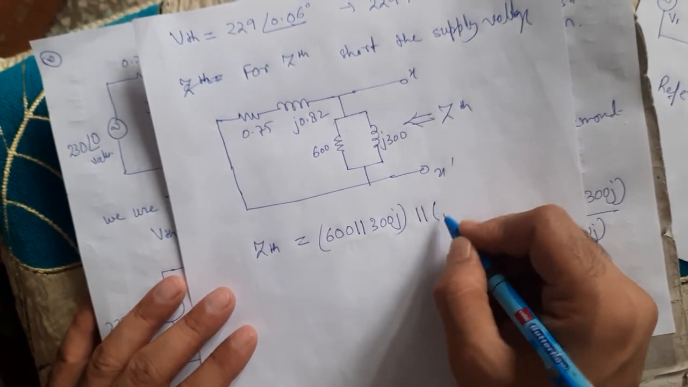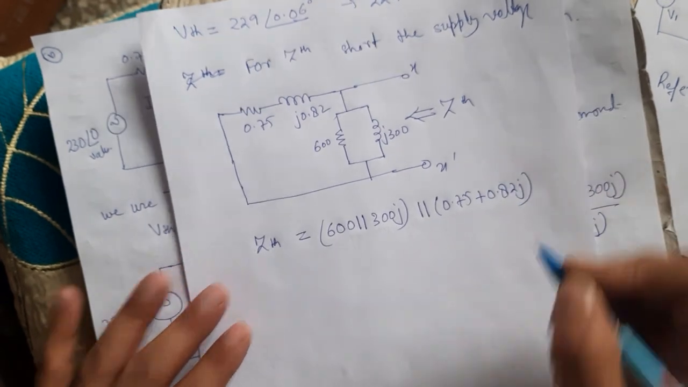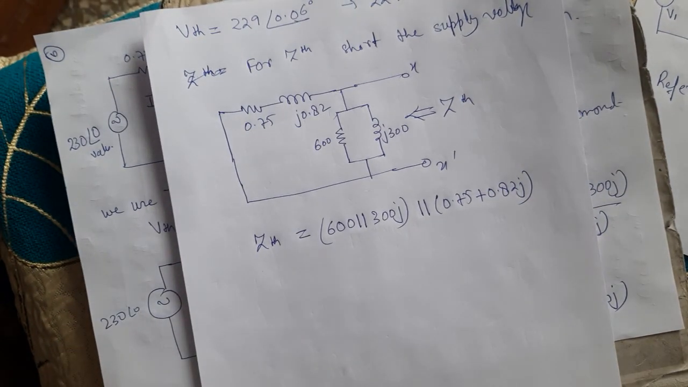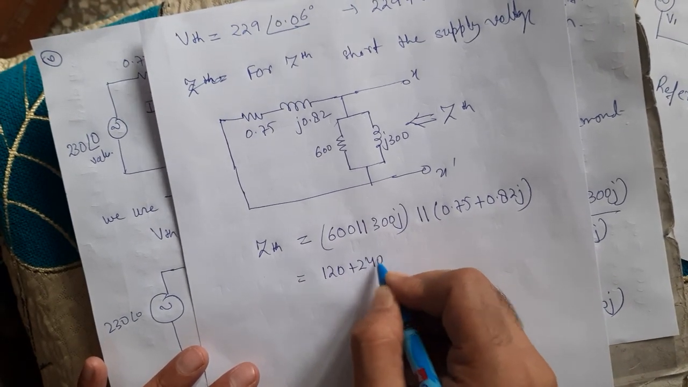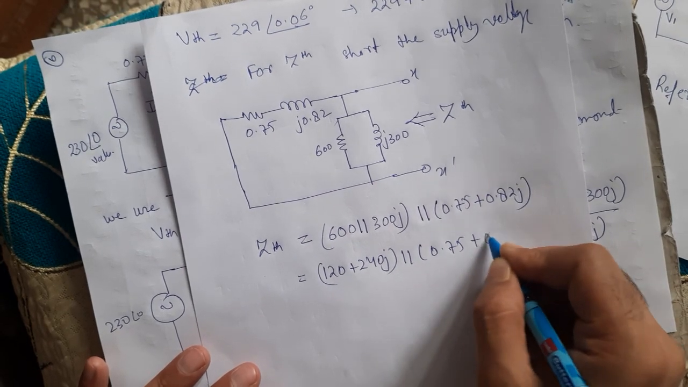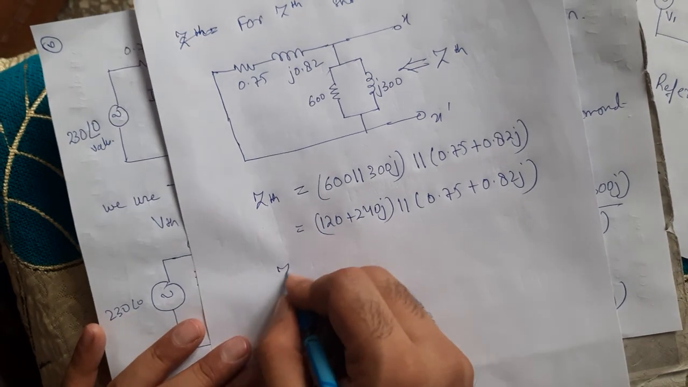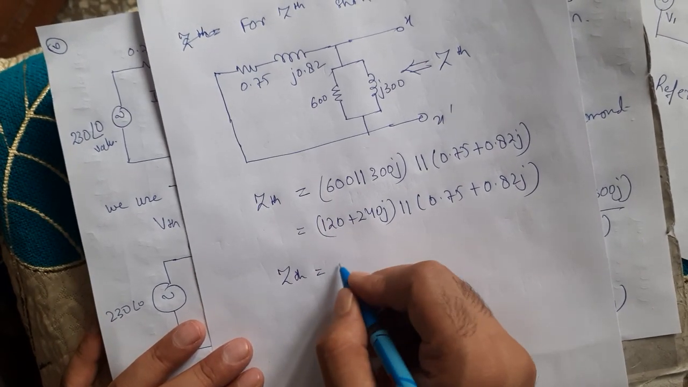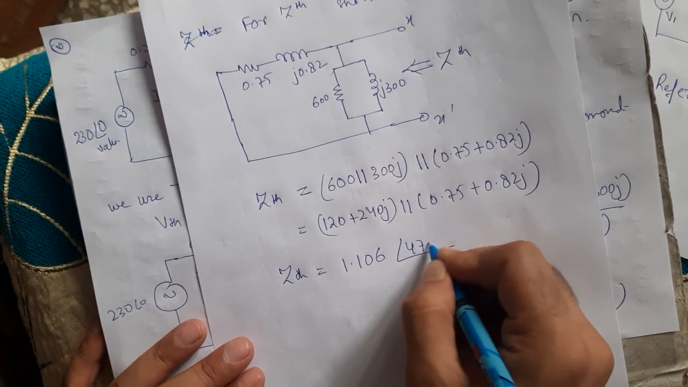Parallel 0.75 plus 0.82j. Okay. So you know that 600 parallel 300j, I solved it. This is 120 plus 240j parallel 0.75 plus 0.82j. Got it? So ZTH will be equal to, in polar form, 1.106 angle 47.62.